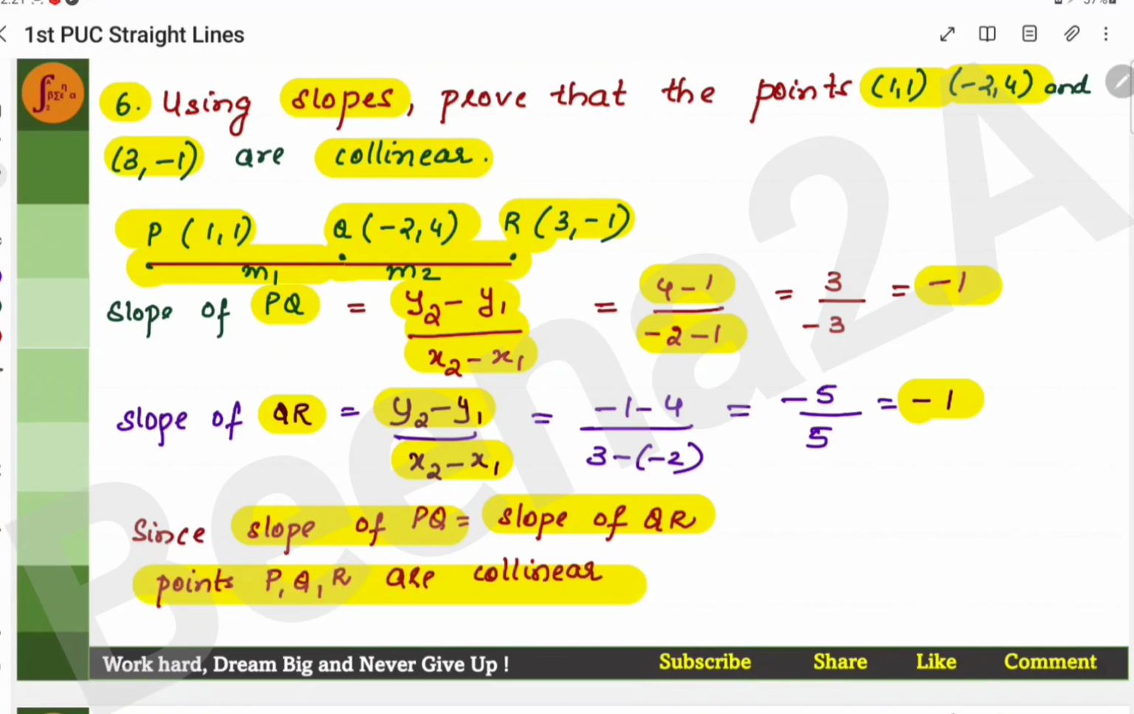Now remember one thing: here you are using the slope concept. You could also prove that the points are collinear using the distance formula.